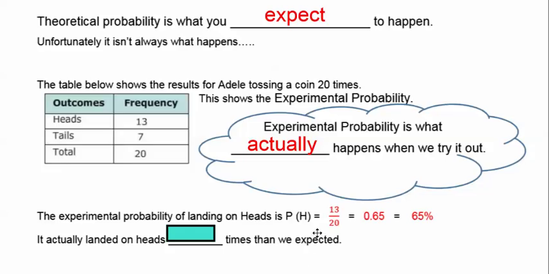Now, we landed on heads. How does that compare to what we expected? Well, we expected to land on heads 10 out of 20 times, but it landed on heads 13 times. So it landed on heads more times than we expected. It landed on heads 3 more times than what we expected.